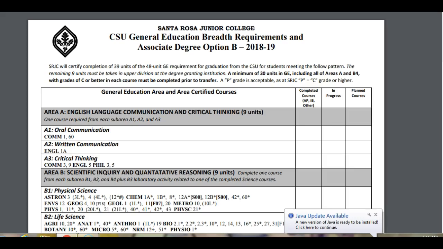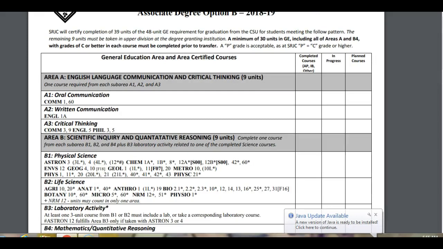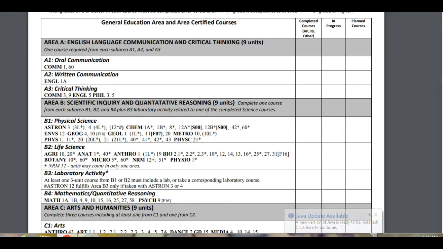So the first section is Area A, and that's your English language communication and critical thinking requirement. Area A1 is oral communication, and this is now Comms 1 or 60. It used to be Speech 1A or 60. So if you took Speech 1A or Speech 60, it's still going to meet this requirement. It's not going to be a problem for you.